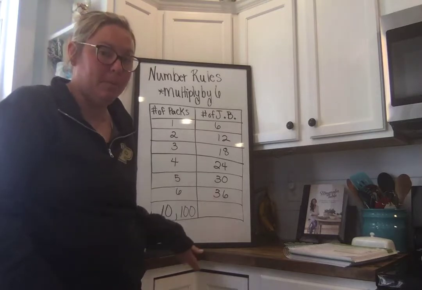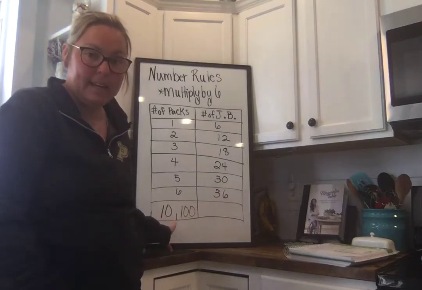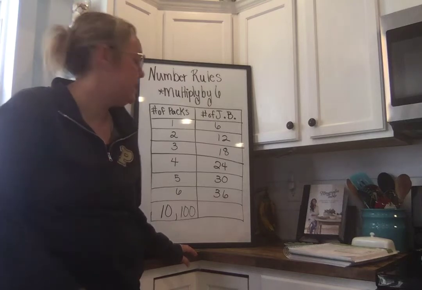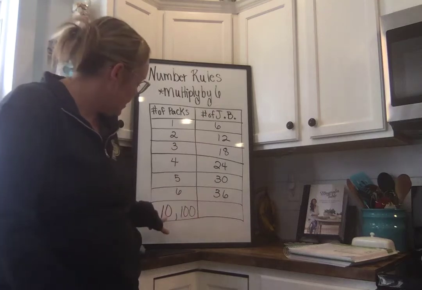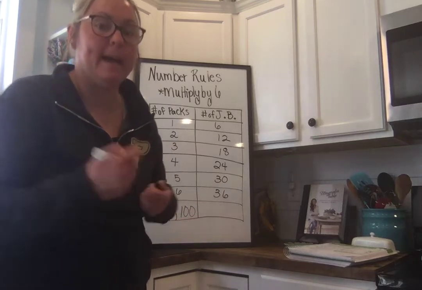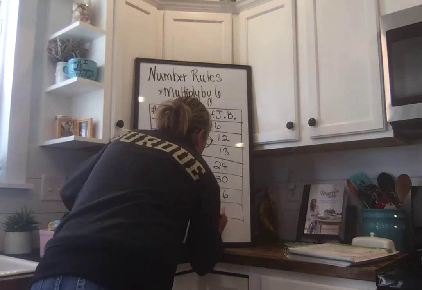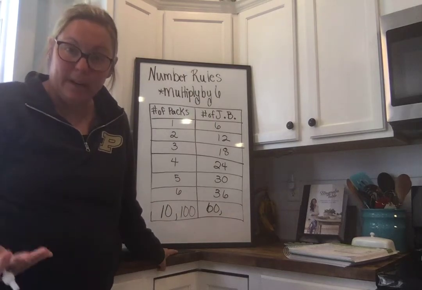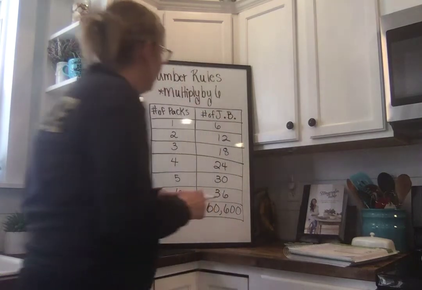But then we jump, right? We can't just add 6 to this number to get the answer for 10 or to get the answer for 100 because we've added more groups than just 1, right? Okay, so since the rule was multiply by 6, it's very simple. We take 10, which is the number of packs that we would have, times 6 juice boxes per pack, and that would give us 10 times 6 is 60, okay? We have 60, and then if we had 100 packs, we would take 100 times 6 and get 600, okay?